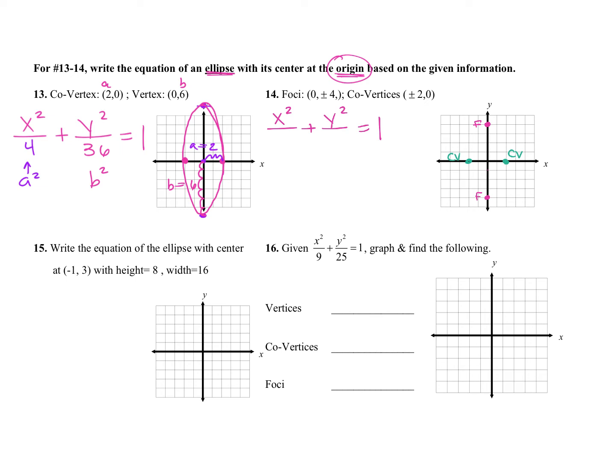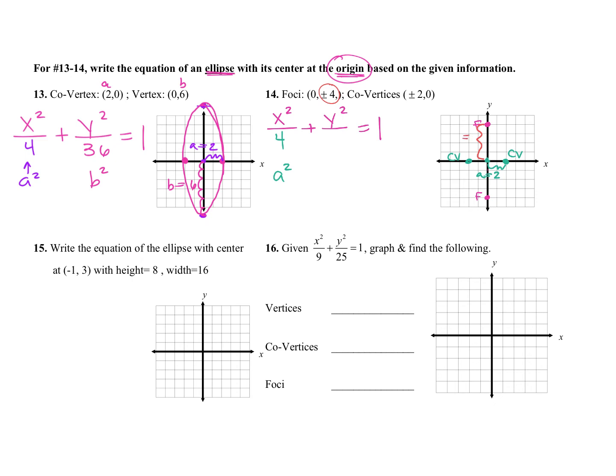Do you know your a value right now? What is it? A value is 2 again, right? Very similar to the last one. So a is 2. It's from center to the x-axis here, in this case, co-vertex. So 2 squared is 4, right? This is a squared. The b value we don't know right now, but we can find it. What's your c value? It's the 4, right? It's your foci number.